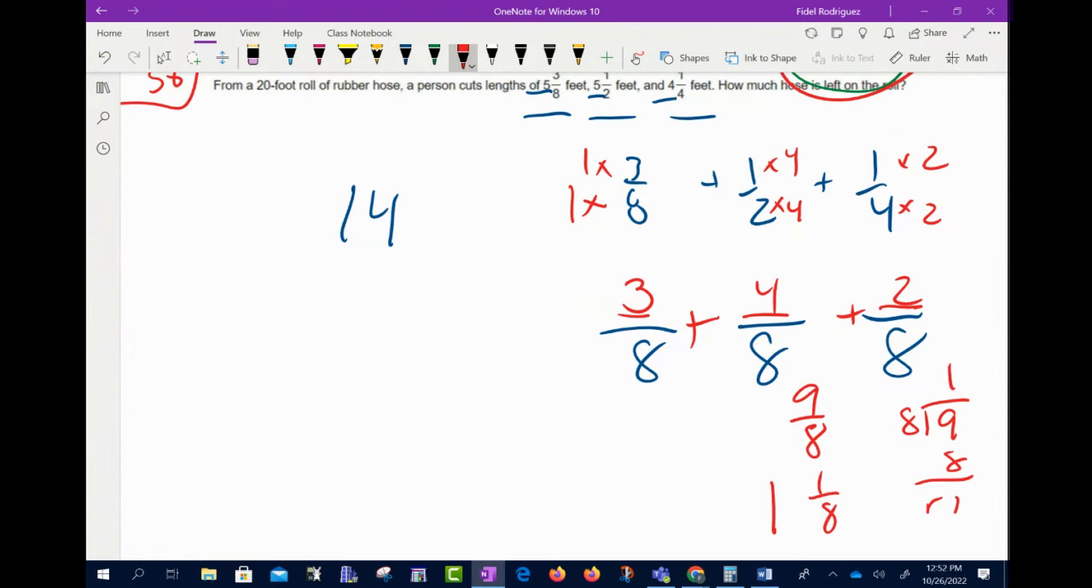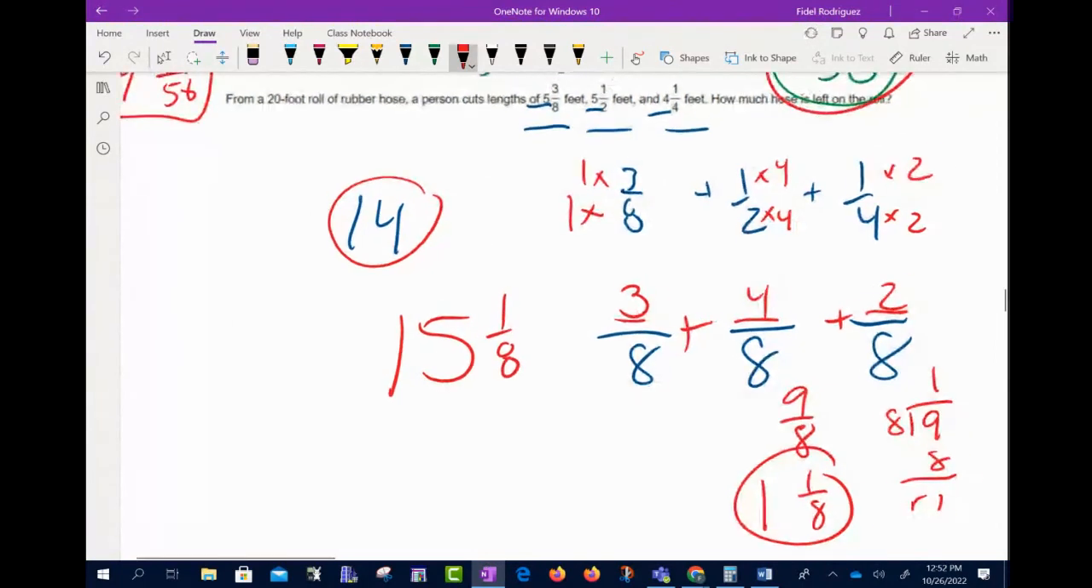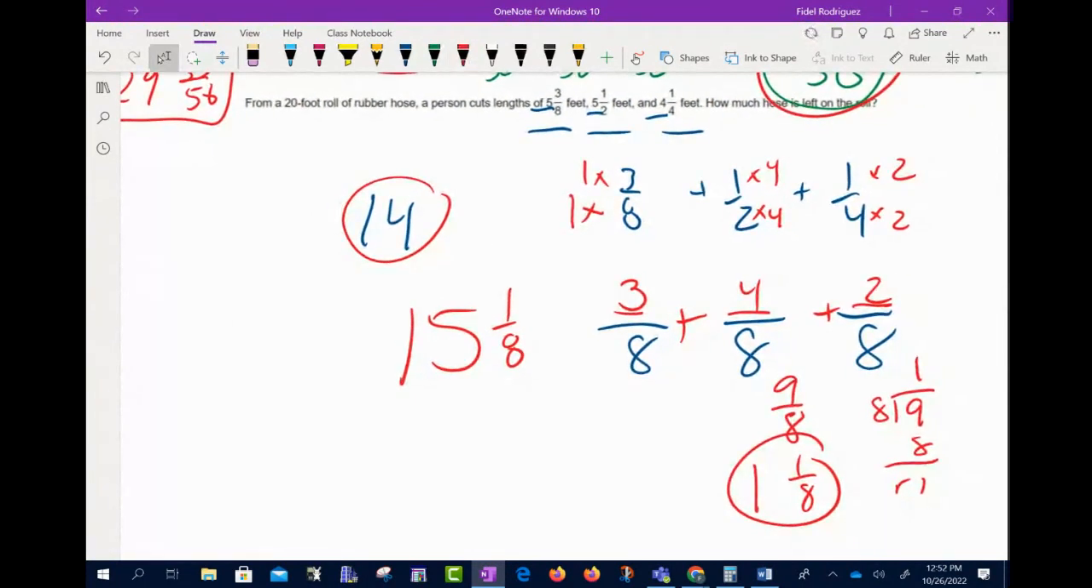Okay. Again, y'all, I'm going to go ahead and add those two numbers together. So we used 15 and 1/8 feet of that rubber hose. Okay. Now remember, the question was really asking me how much was left. It's kind of a longer problem, all right? So look, we had 20 feet and we used 15 and 1/8.